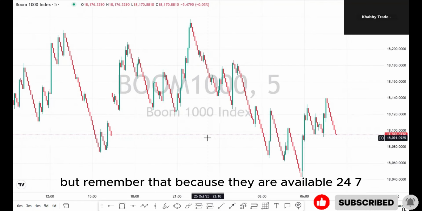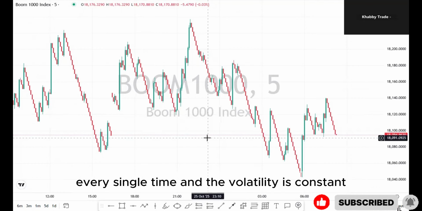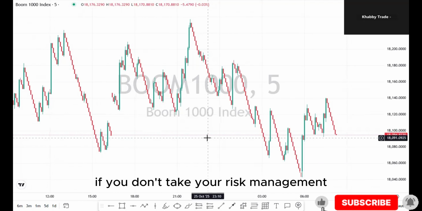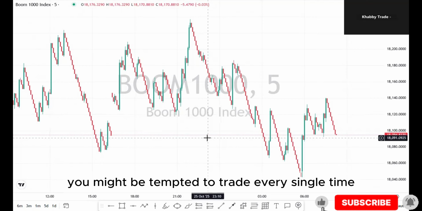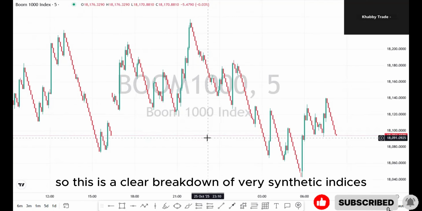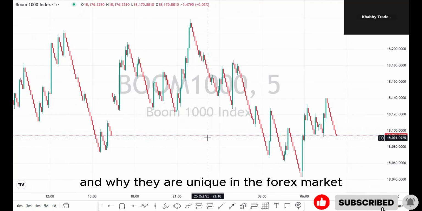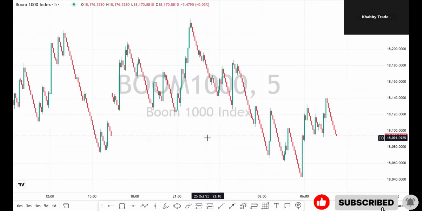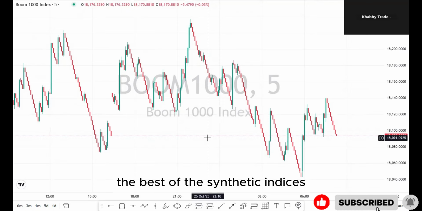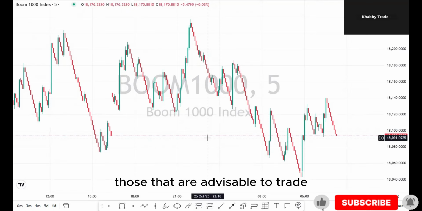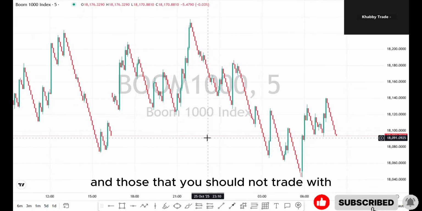But remember that because they are available 24/7 and the volatility is constant, if you don't take your risk management and your trading psychology seriously, you might be tempted to trade every single time. So this is a clear breakdown of the synthetic indices, what they are, how they work, and why they are unique in the Forex market. In my future videos, we will dive in and talk about the best of the synthetic indices, those that are advisable to trade and those that you should not trade.